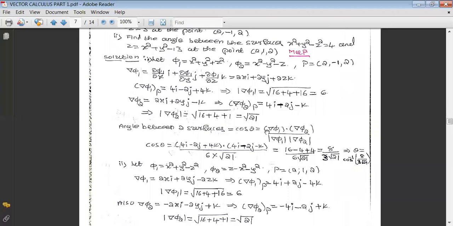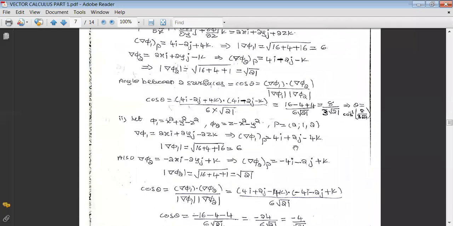Therefore, if you substitute the values of del pi 1 and del pi 2, and take the dot product between them, the magnitude of del pi 1 is 6, and that of del pi 2 is square root of 21. Now, that is 4 into 4, that is 16, minus of minus, that is going to be plus 4, and this is going to be minus 4, and finally we will get 8 divided by 3 root 21, and this implies theta is given by cos inverse of this particular thing.